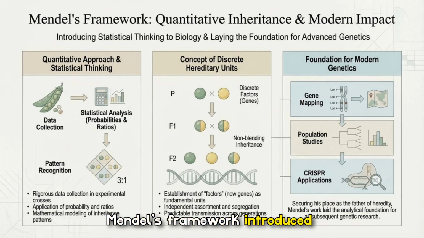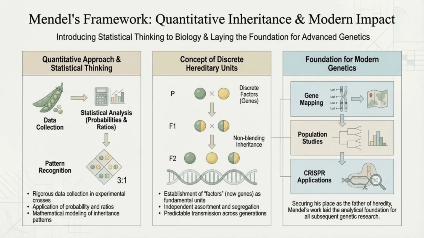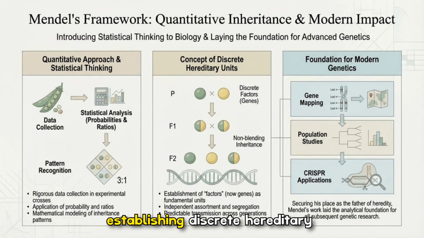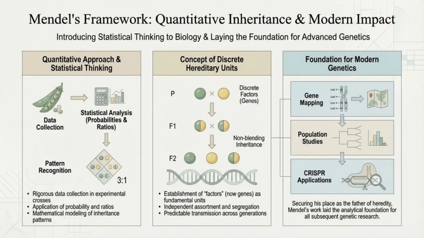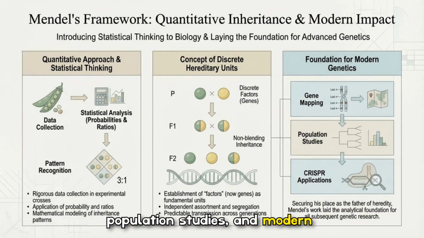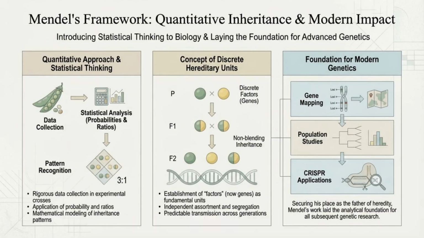Mendel's framework introduced quantitative thinking to biology through rigorous data collection and statistical analysis, establishing discrete hereditary units and predictable transmission patterns. That analytical foundation paved the way for gene mapping, population studies, and modern tools like CRISPR, securing Mendel's role as a cornerstone of genetics research.